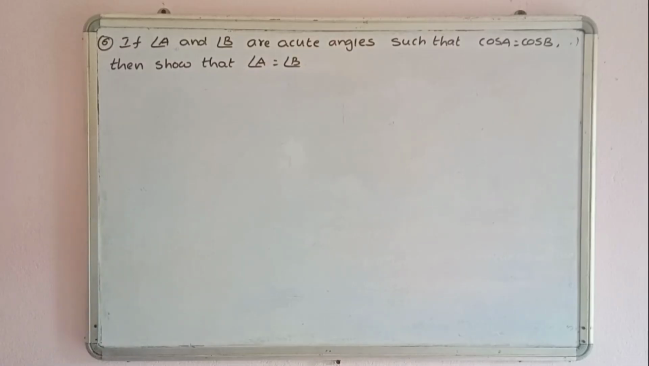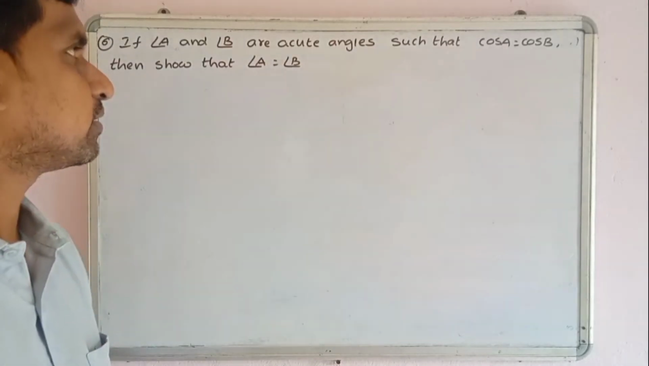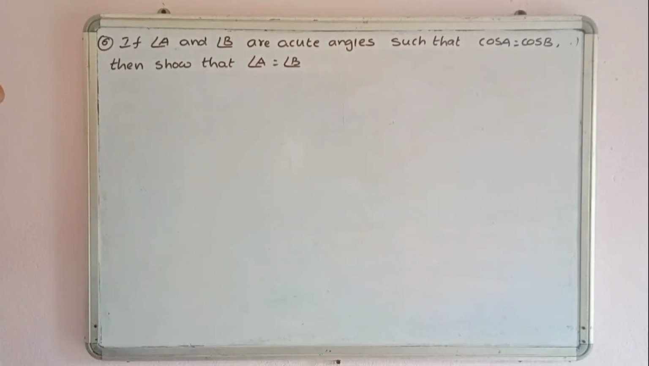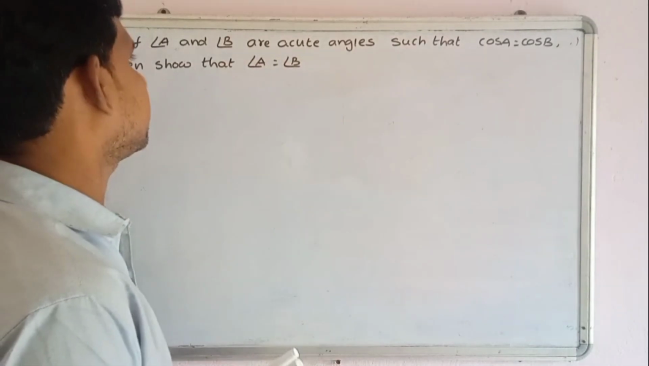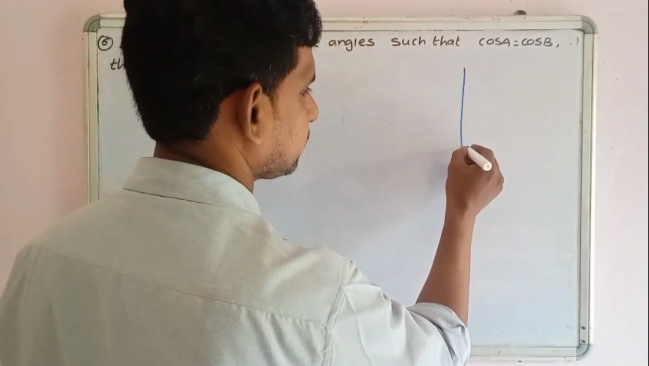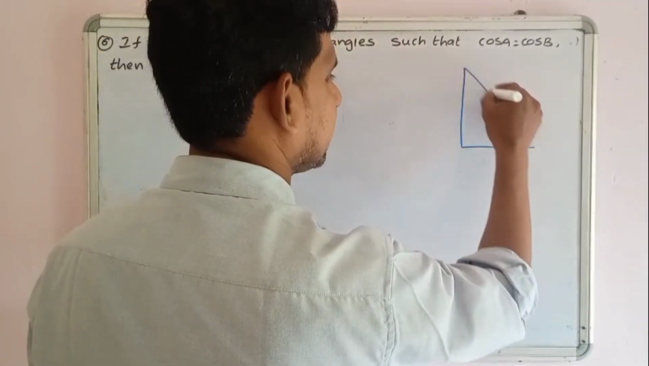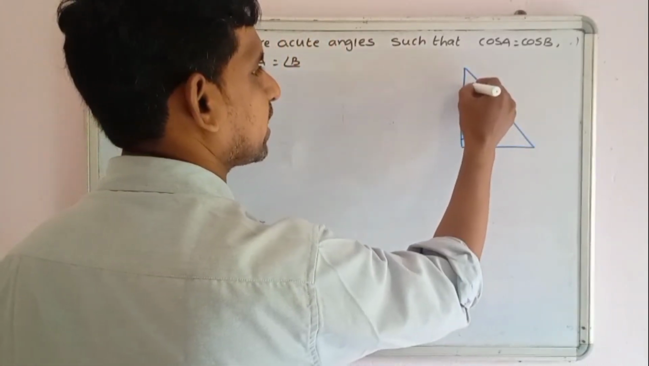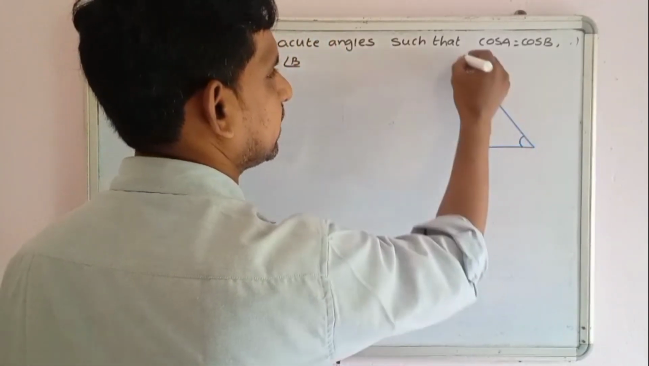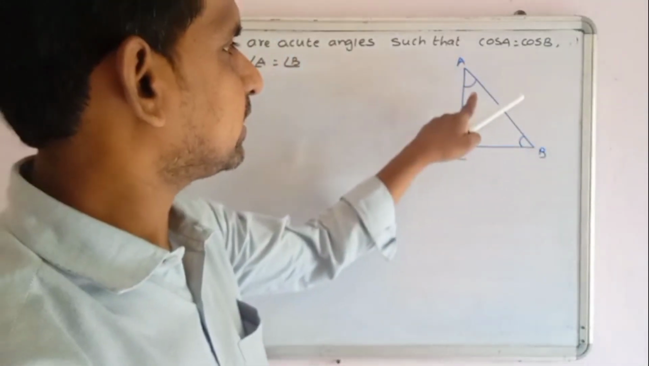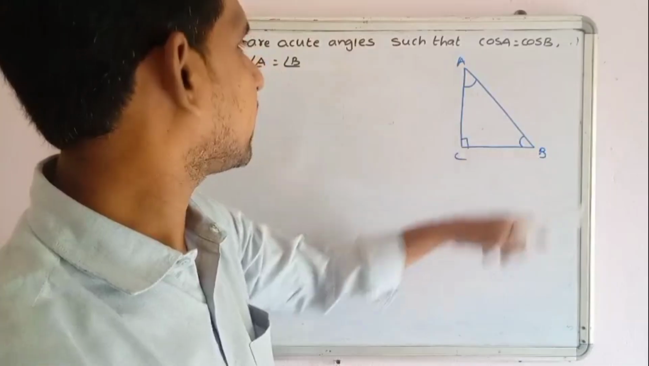Problem 6. If angle A and angle B are acute angles such that cos A equals cos B, then show that angle A equals angle B. If angle A and angle B are acute angles, draw a triangle. Acute means less than 90, so in a right triangle the remaining two angles sum to 90. So A, B, C. Angle C is 90, and angle A and angle B are acute angles.